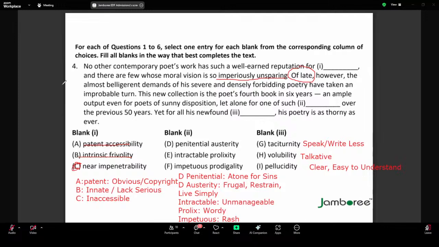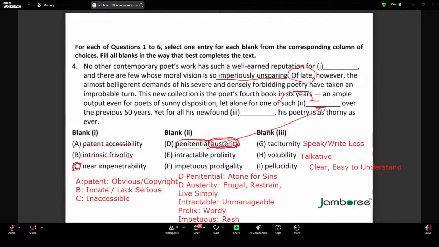Poetry has taken an improbable turn. What is the turn? The new collection is the poet's fourth book, an ample output even for a poet of sunny disposition, let alone for somebody who definitely doesn't write much. That's where the austerity will come into play. Taken together, it just completely obscures the meaning a little bit. But austere is somebody who lives very frugally, restrained, lives simply, so doesn't write much.